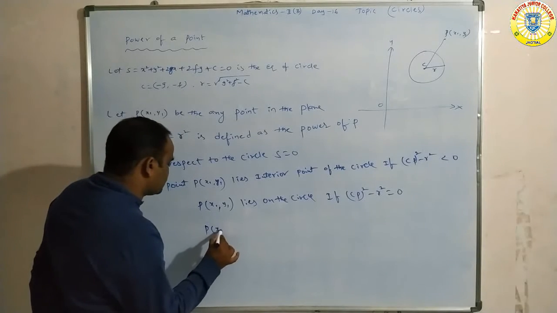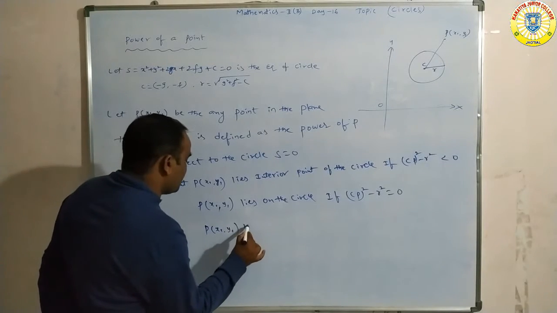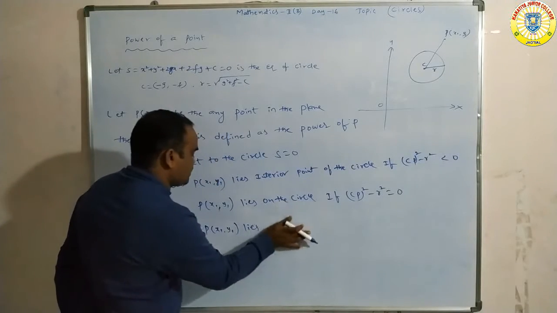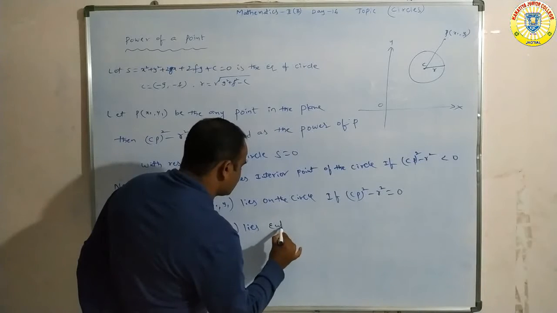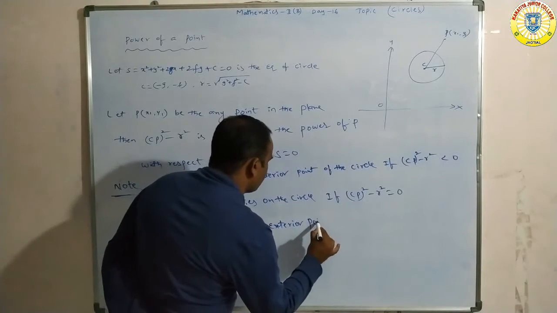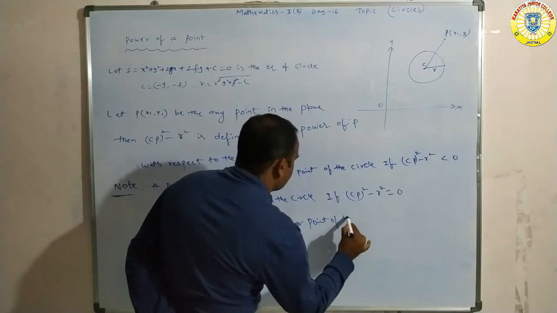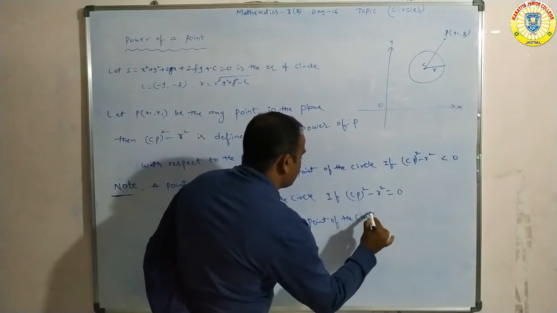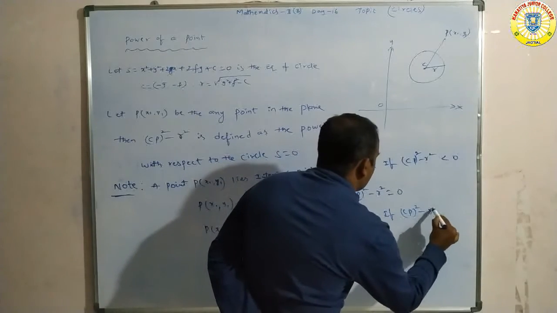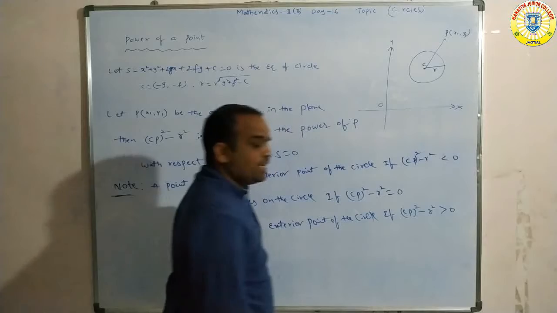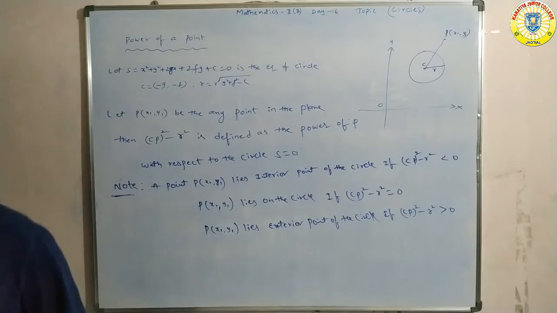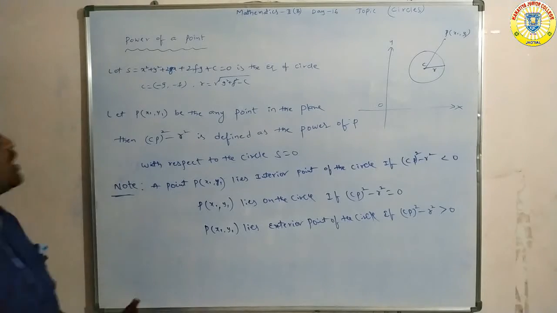If P of x1 comma y1 lies exterior to the circle, then Cp square minus r square is greater than 0. The value of Cp square minus r square we are calling S11.